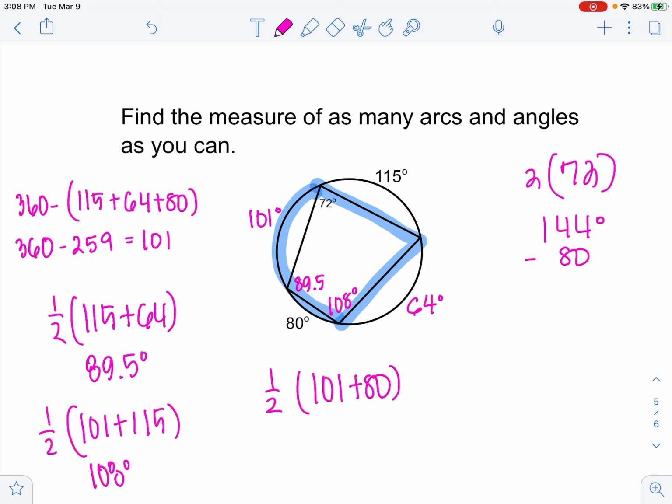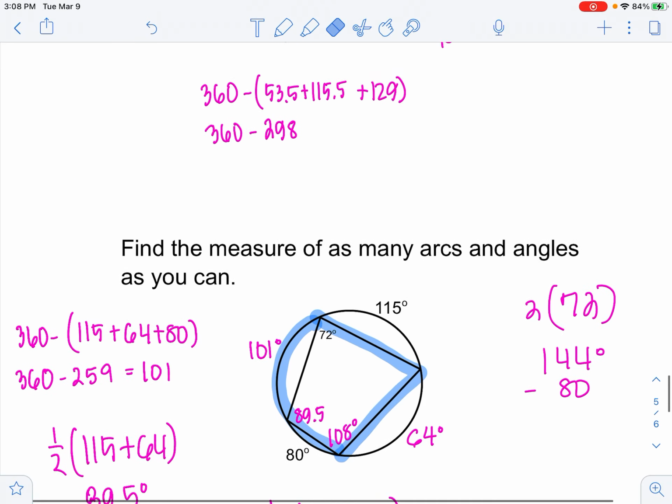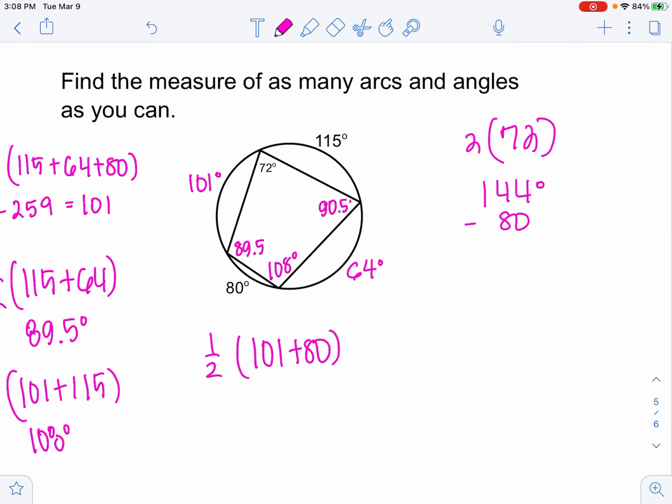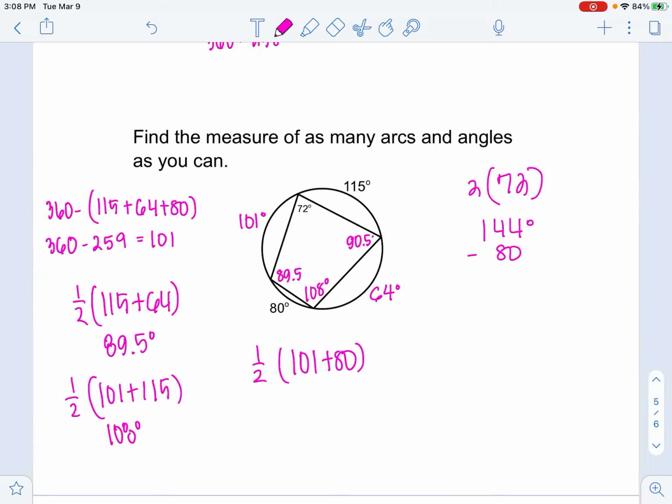I'm going to do 101 plus 80, and then half of that. So 101 plus 80 is 181, divided by 2 or take half of it, and I get 90.5. So the last angle that I was missing is 90.5 degrees.